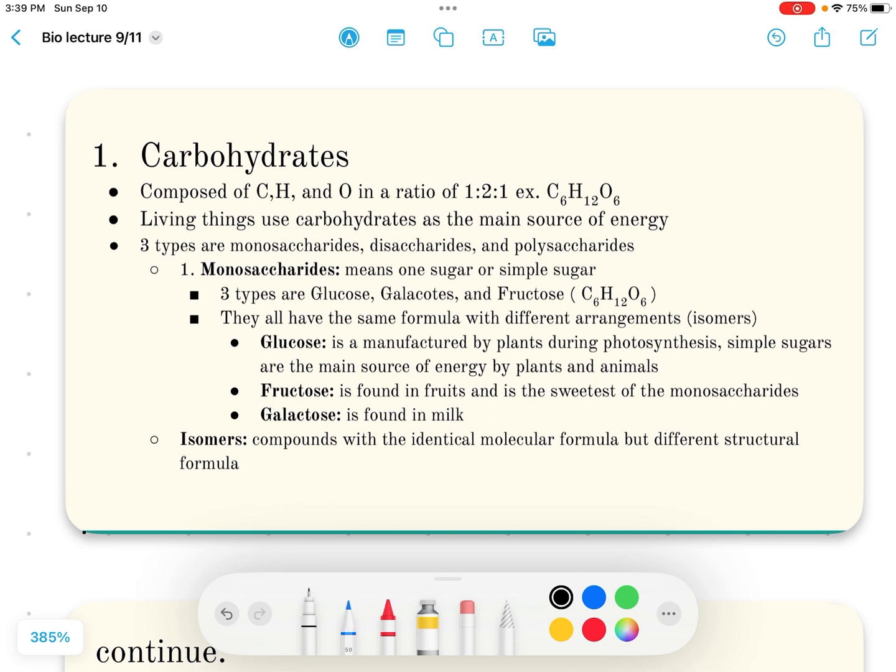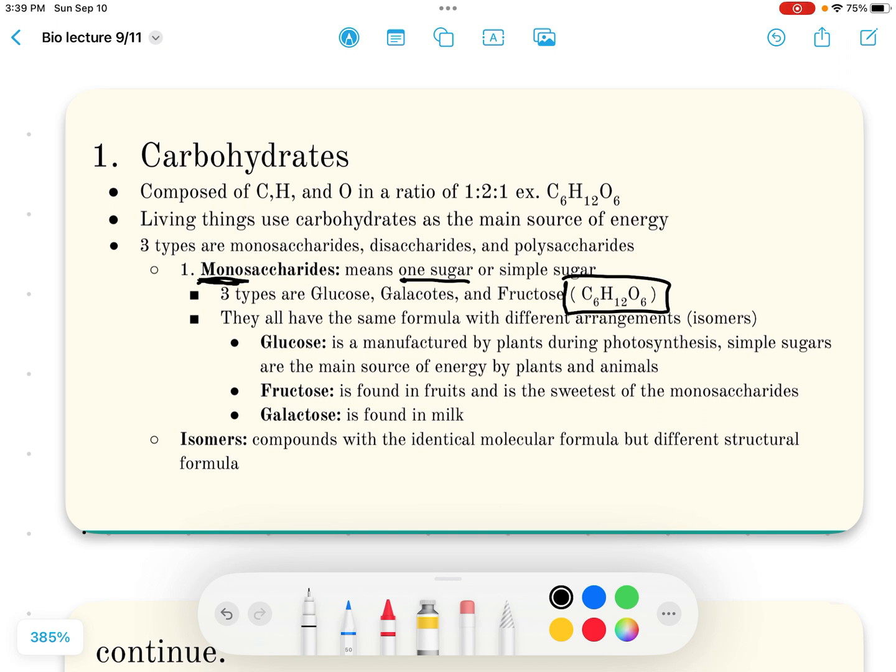So we have 3 types: a monosaccharide, a disaccharide, and a polysaccharide. We're going to talk about each one here. The first one is a monosaccharide, meaning one sugar or a simple sugar. Again, that prefix mono just means one. So we have three types, which are glucose, galactose, and fructose. They all follow the C6H12O6 molecule.